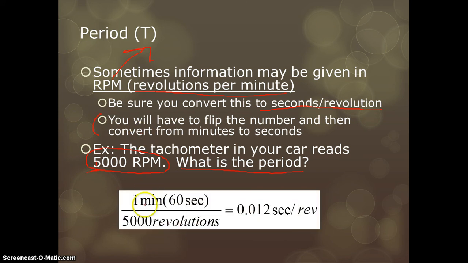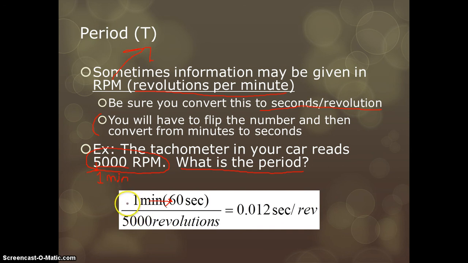So here's the first thing we do. We first convert this time component into seconds. We can't use minutes. We always use seconds. 1 minute is 60 seconds. Remember, this was RPMs, revolutions per minute. This was 5,000 revolutions per minute. So that's the same thing as 5,000 over 1 minute. Let's see if I can write this here. 5,000 RPMs, 5,000 revolutions per 1 minute.